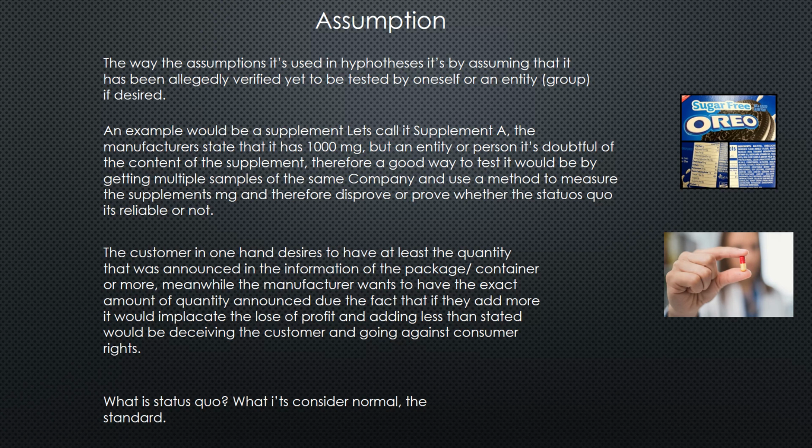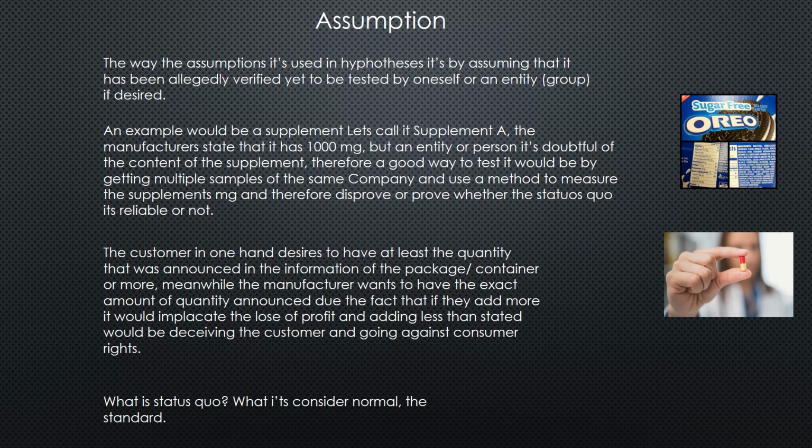An example will be a supplement, let's call it supplement A. The manufacturer states that it has 1000 milligrams, but an entity or a person is doubtful of the content of the supplement. Therefore, a good way to test it will be by getting multiple samples of the same company and using a method to measure the supplement's milligrams, and therefore disprove or prove whether the status quo is reliable or not.